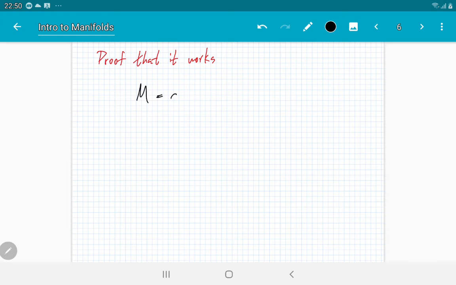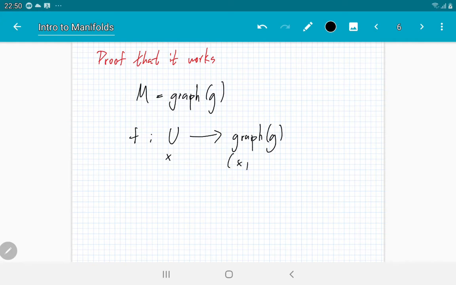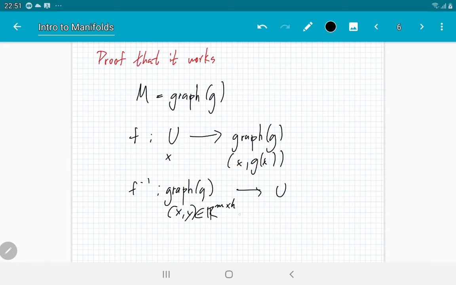So M is the graph of g. f takes x in U and maps it to an element of the graph, which is given by (x, g(x)). You have to check lots of things. Well, that f is continuous with a continuous inverse. What is f^(-1)? Let's be careful when we define this. It's clear that f is continuous. The graph of g lives in this space, which is R^m times R^k. And the inverse function of f is simply the function that takes the pair (x, y) and gives you x back. And f^(-1) is, say, 1-Lipschitz, so it contracts distances.